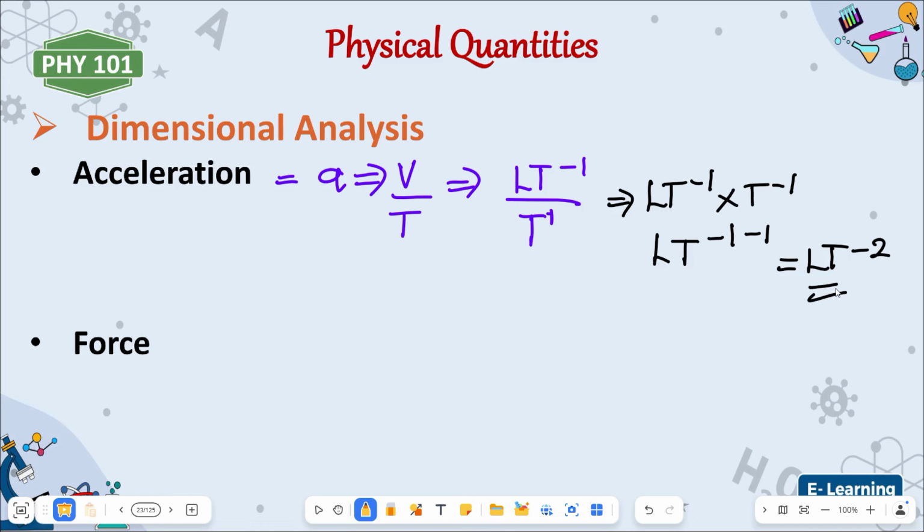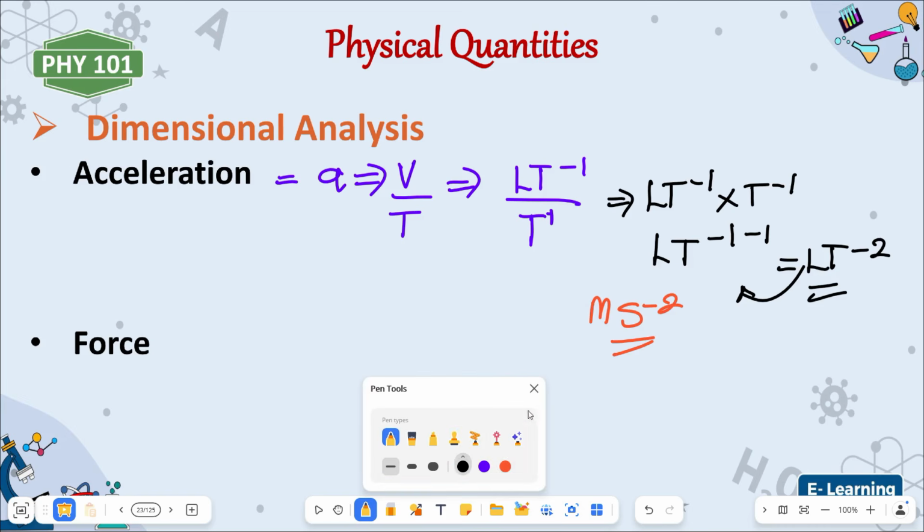LT minus 2. From here, you'll be able to predict the unit. What is the unit? Length is measured in meter, time is measured in second, which gives meter per second squared. Is that okay? Then force.